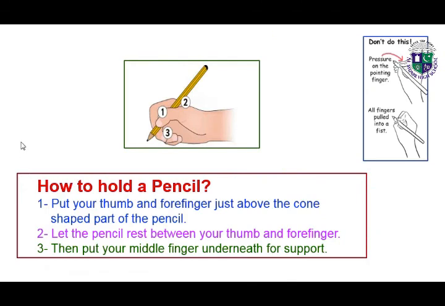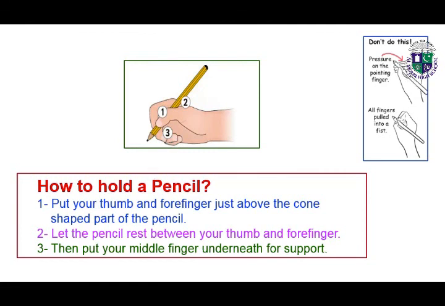Okay, first we learn how to hold a pencil. Put your thumb and your forefinger just above the cone-shaped part of the pencil, and let the pencil rest between your thumb and forefinger. Then put your middle finger underneath for support. So this is the right way to hold the pencil.